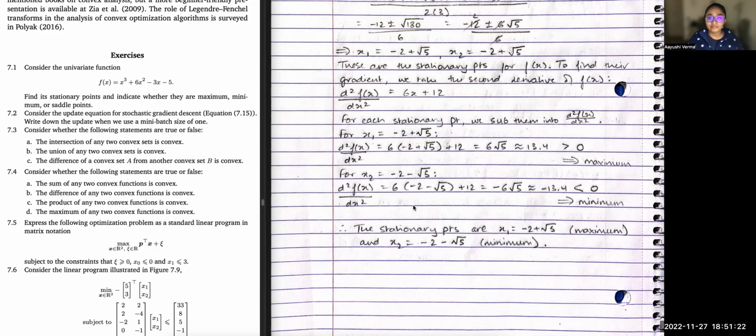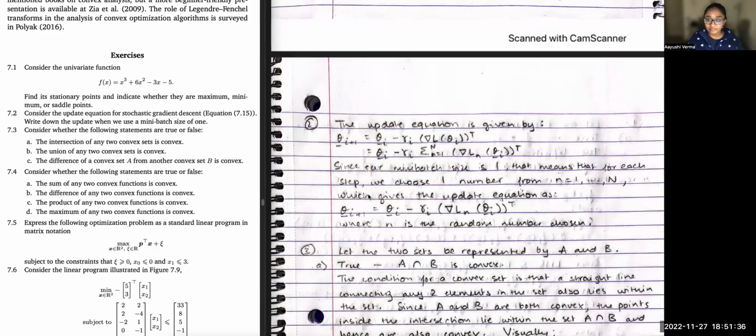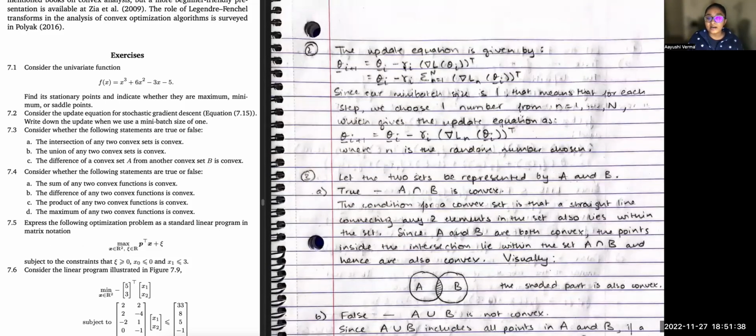So the second question we consider is we're given the update equation for stochastic gradient descent, which is in the textbook. And we want to now write the update when we use a mini batch size of 1. So this is the stochastic gradient descent update equation. And we are given a mini batch size of 1, which means that for each step that we take, we choose one number at random from n equals 1 to N.